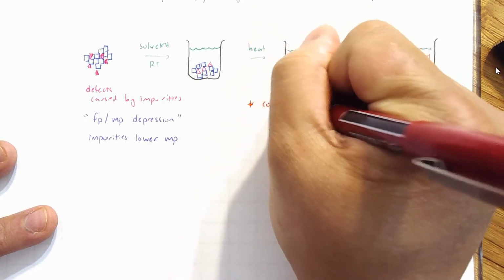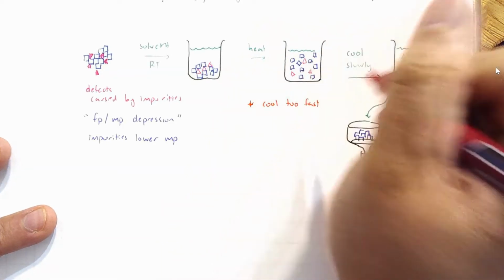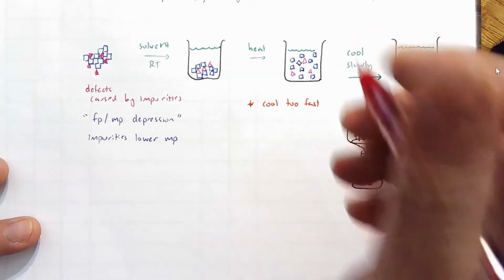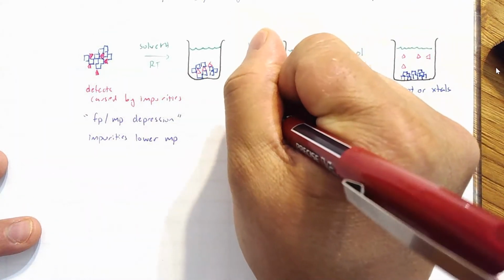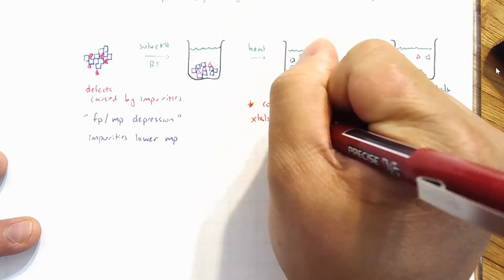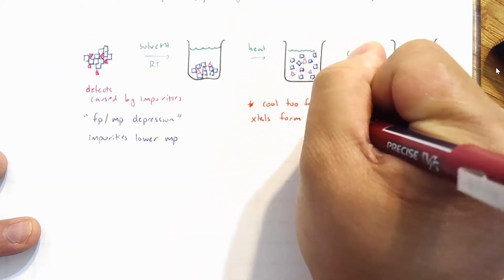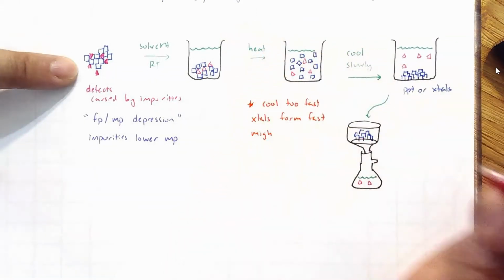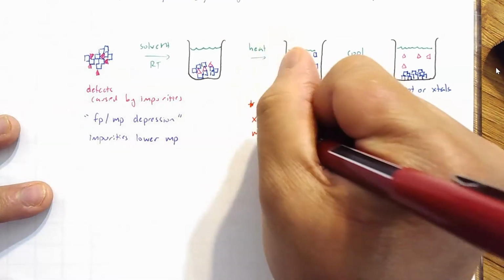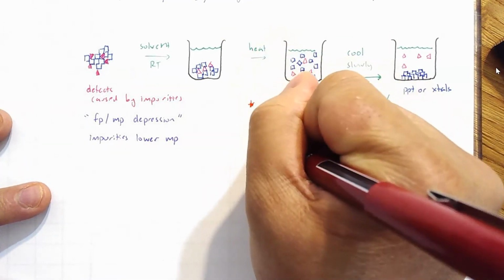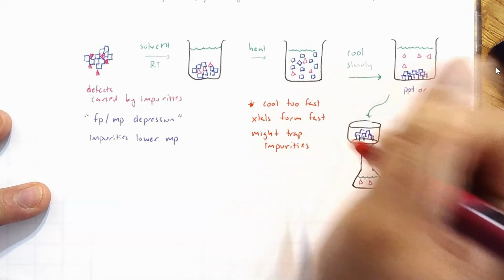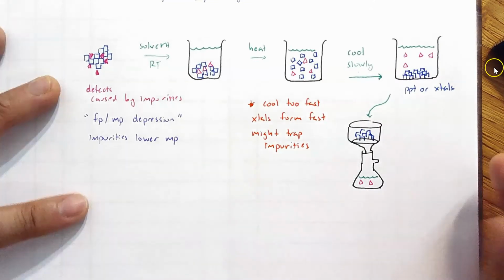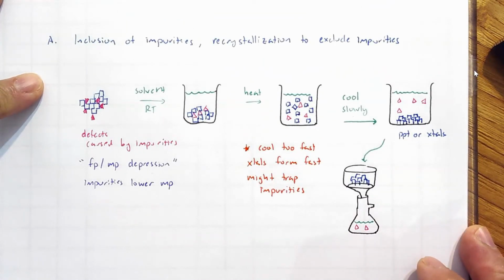If you cool too fast, instead of letting this come to room temperature slowly on the bench top, what if you plunge this beaker into ice water? If you cool too fast, the crystals form fast. And when that happens, you might trap impurities again, and you're back where you started. Trapped impurities. Okay. That is the procedure in cartoon form of recrystallization.